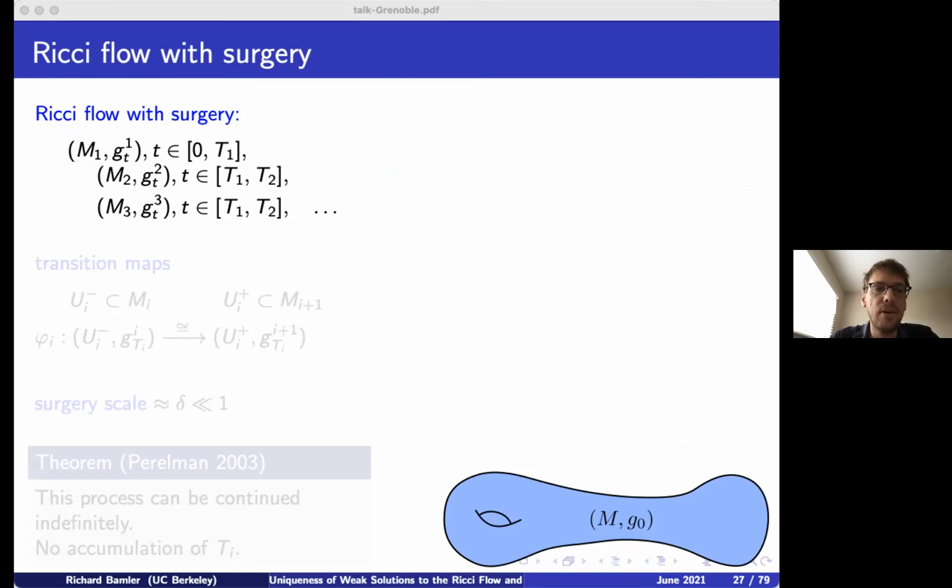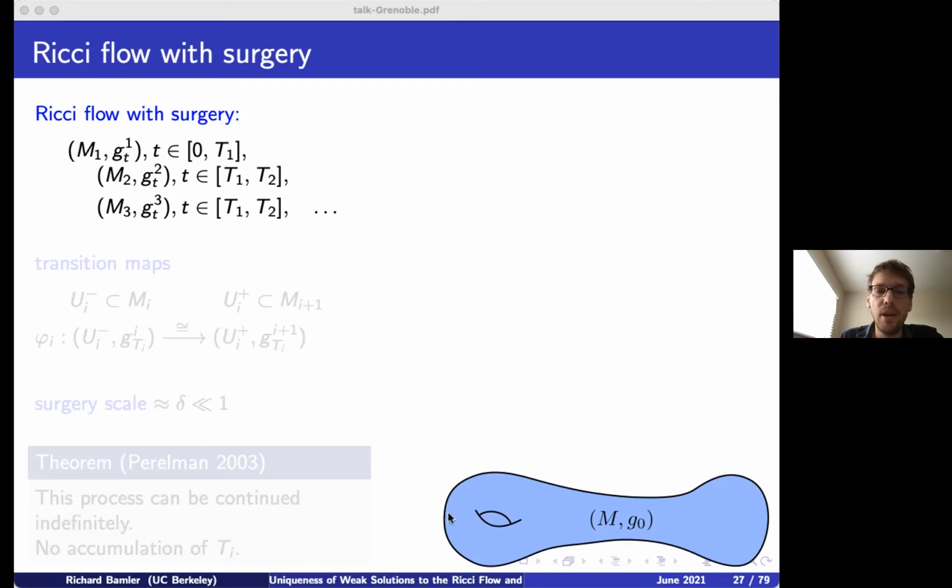Okay? So let me now define what is a Ricci flow with surgery. Well, a Ricci flow with surgery is essentially given by a sequence of Ricci flows parameterized by consecutive time intervals that are defined on manifolds of possibly different topology, M1, M2, and M3. And the precise definition of a Ricci flow with surgery is a bit more involved and more technical, and I don't think it will be very useful. So instead, let me just show you a quick movie of what we want to do.